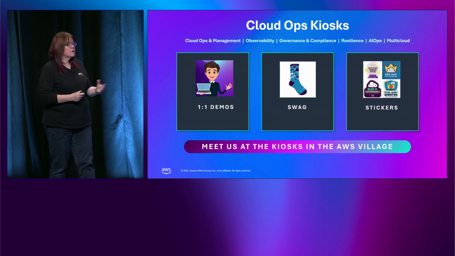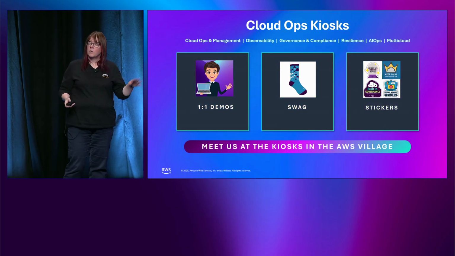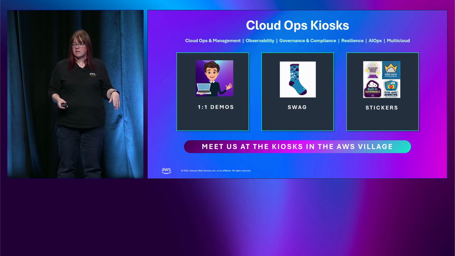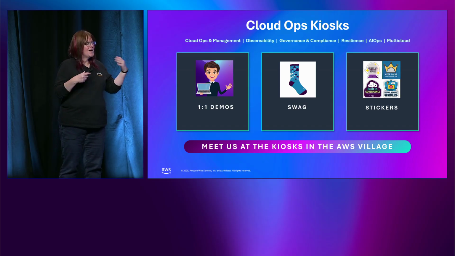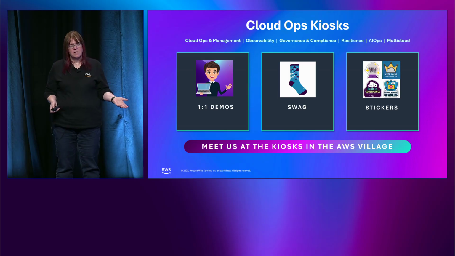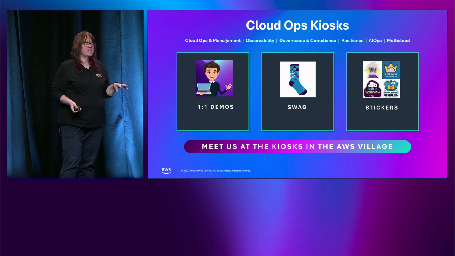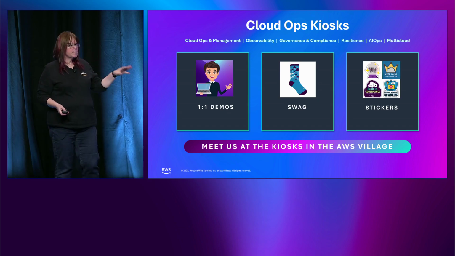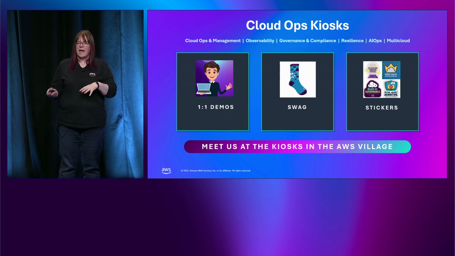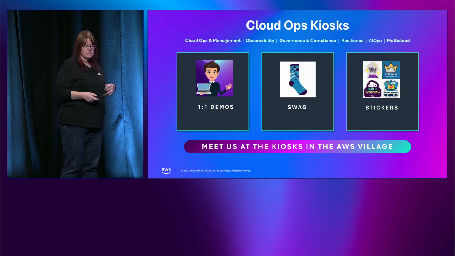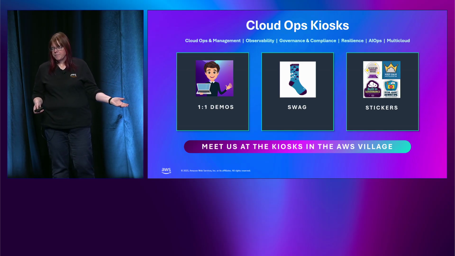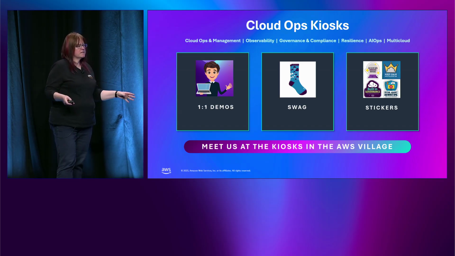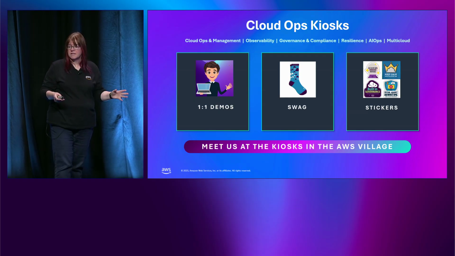If you want to learn more, first of all, we will be outside the room after this talk. Give us a minute to pack up, and we're happy to answer your questions. But in the expo, in the village in the center, there are a number of cloud operations kiosks, from observability itself to AI ops, multi-cloud, many of them there. All of the AWS booths like that for the different areas are all in the same space. And I bet they've got some swag hidden away. Just ask them nicely.